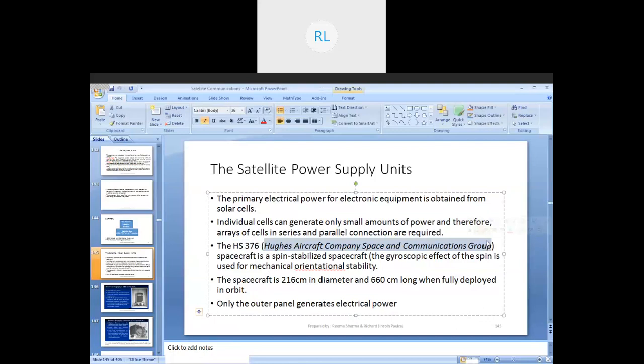Okay, fine. So here you can see you have an example given, which is HS376, for the Hughes Aircraft Company. They have done tremendous efforts in the field of communications, especially with satellites. And the spacecraft is a spin stabilized spacecraft. So which means even though it is spinning, it can be in stable mode. The gyroscopic effect of the spin is used for mechanical orientation stability.